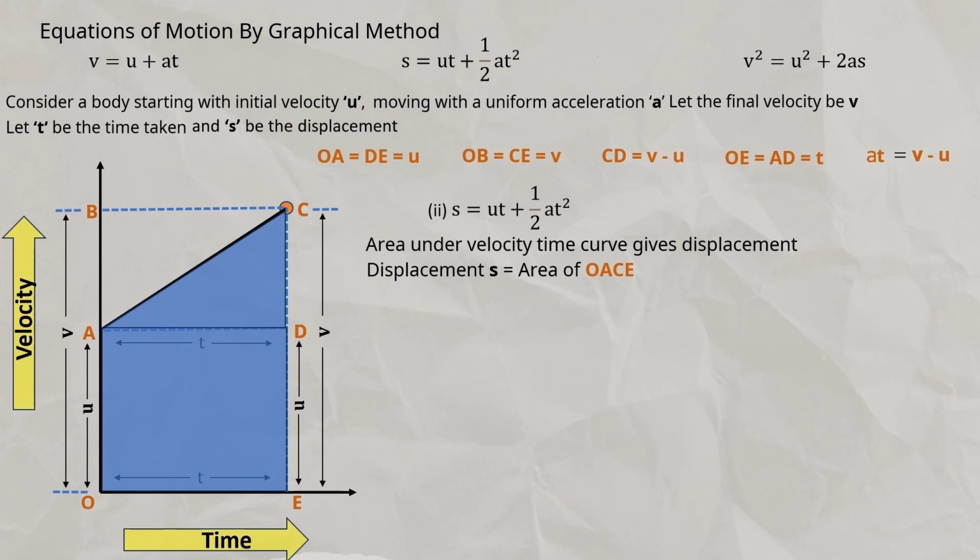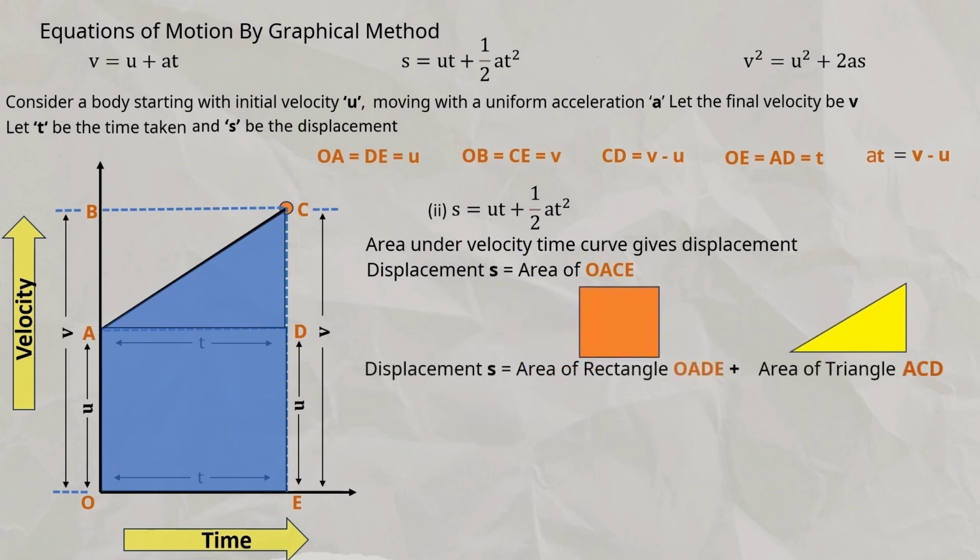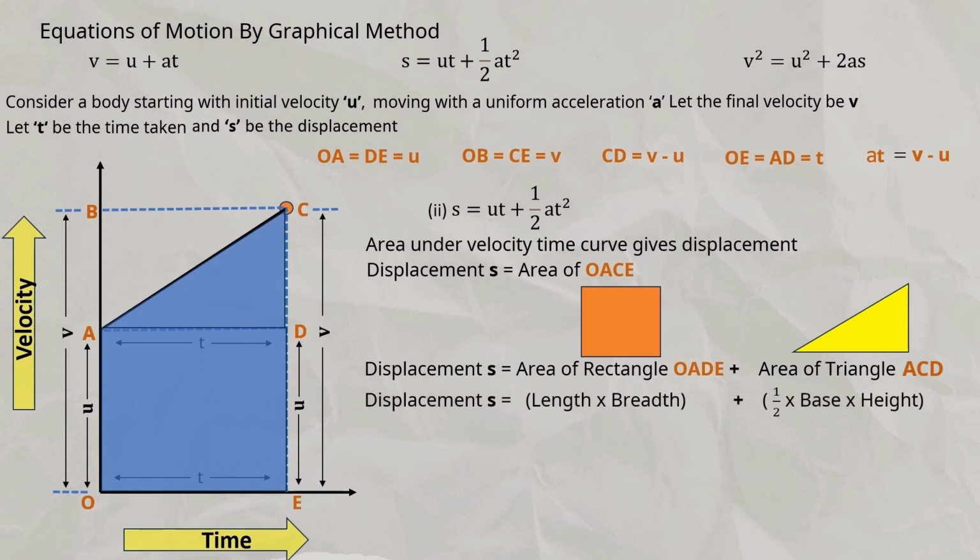OACE. We can divide this trapezium into two parts, a rectangle and a triangle. So, if I am able to find the area of the rectangle and the area of the triangle, then I can easily find the displacement. Therefore, S is equal to the area of the rectangle plus the area of the triangle. Now, we know that the area of the rectangle is given by length into breadth, and the area of the triangle is given by the formula half into base into height.